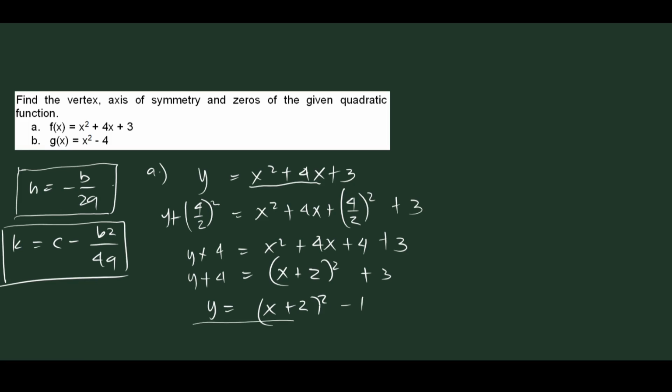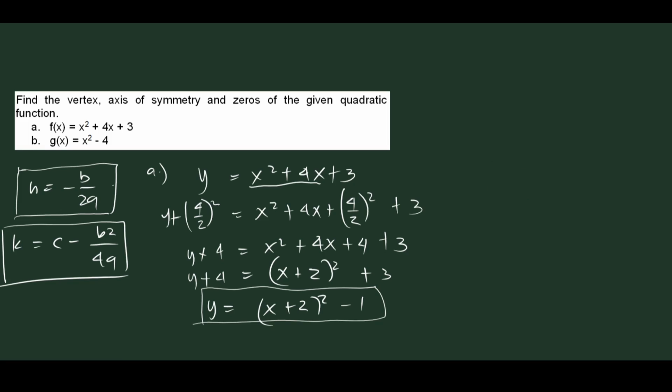So this is now our standard form, right? So we can then say that our h is equal to negative 2 and k is equal to negative 1, right? So why is h negative 2 here? You're given x plus 2. Because if you recall, our standard form is a times x minus h squared plus k. So it is minus h here, so this is minus 2. Okay, so that's another way. And yeah, it's really cool.